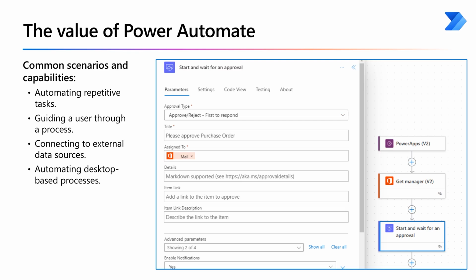Power Automate is all about having computers manage repetitive tasks. Power Automate allows anyone with the knowledge of the business process to create a repeatable flow that, when triggered, leaps into action and performs the process. Some of the common scenarios and capabilities of Power Automate: we can automate repetitive tasks like moving data from one system to another, guiding a user through a process so they can complete it in different stages, and connecting to external data sources via one of the hundreds of connectors that are available, or directly via an API. Also, the possibility of automating desktop-based processes with robotic process automation, or RPA. We'll also dive into the example flow in the following slides.